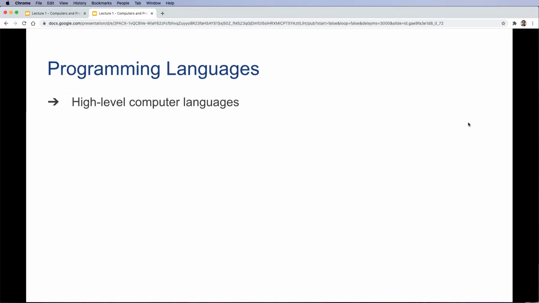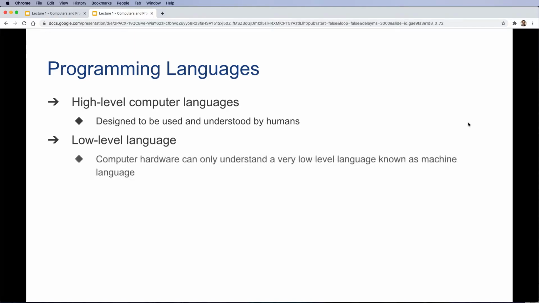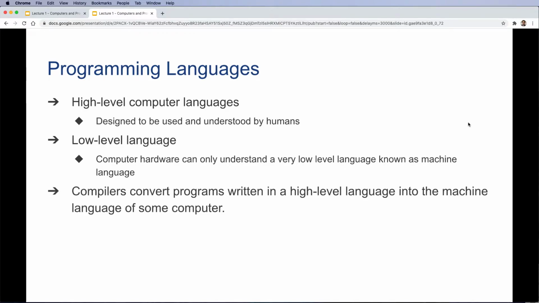High-level computer languages. High-level computer languages are designed to be used and understood by humans. Low-level languages: computer hardware can only understand a very low-level language known as machine language. Compilers then convert programs written in a high-level language into the machine language of some computer.